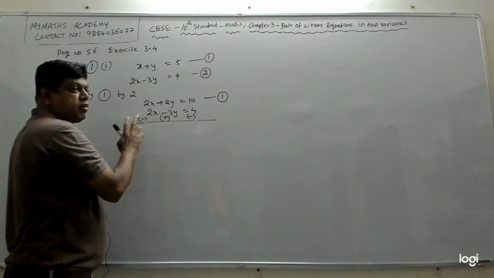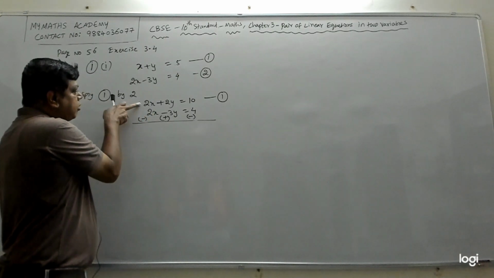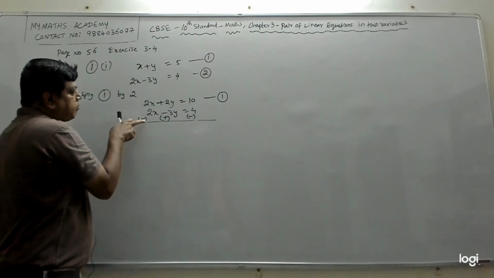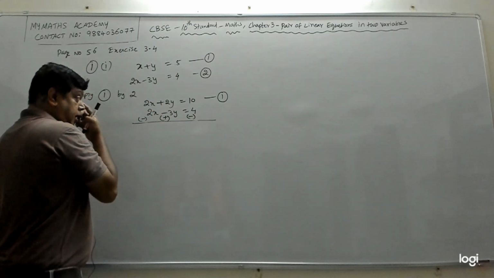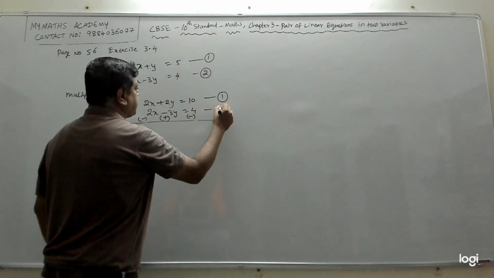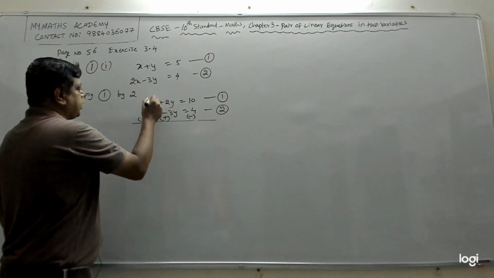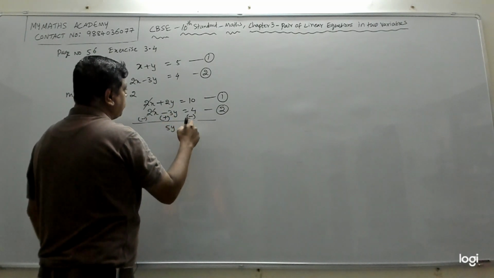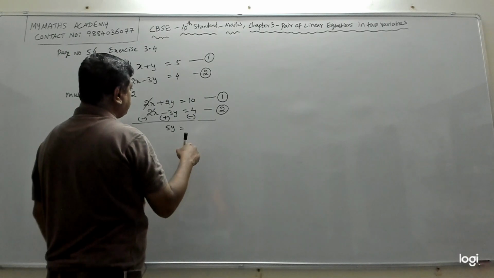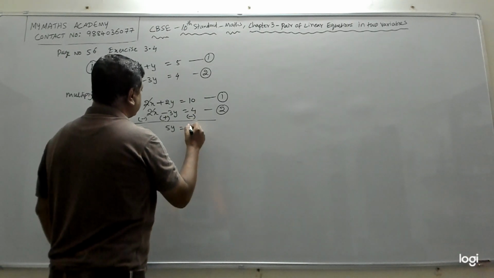If the signs are already different, then we need not change the sign. But here the signs are the same, plus 2 and plus 2, so we change the signs by subtracting. We are basically subtracting these two equations, 1 minus 2. So 2x will get cancelled. 2y plus 3y is 5y equal to 10 minus 4, and 10 minus 4 is 6.